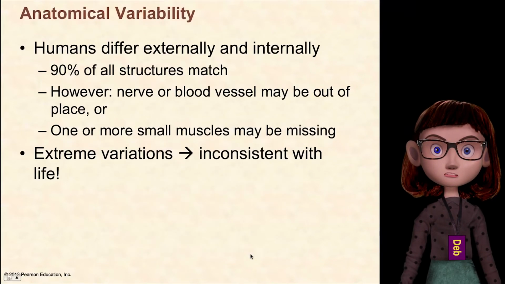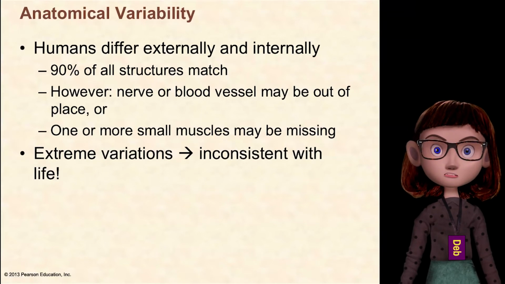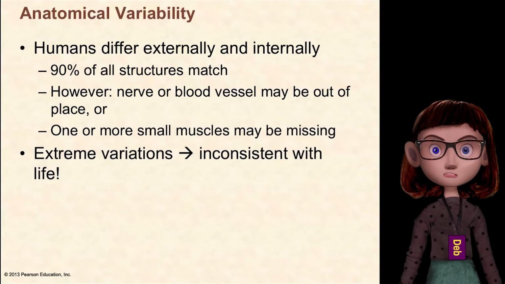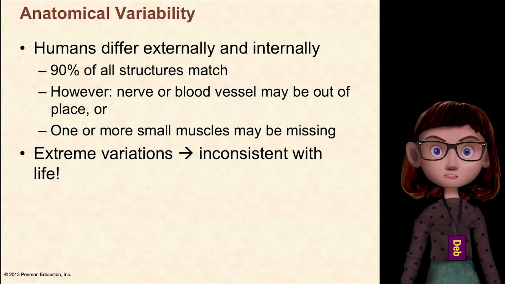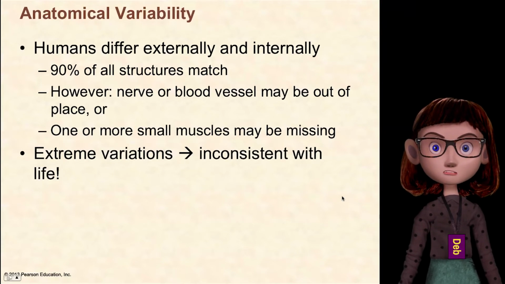Anatomic variability. Humans differ externally as well as internally. About 90% of all the structures match. However, nerves or blood vessels may be out of place, or there may be one or more small muscles that are missing. Extreme variations are going to be inconsistent with life. However, minor variations exist all the time.